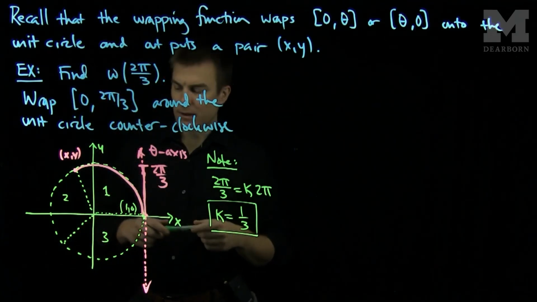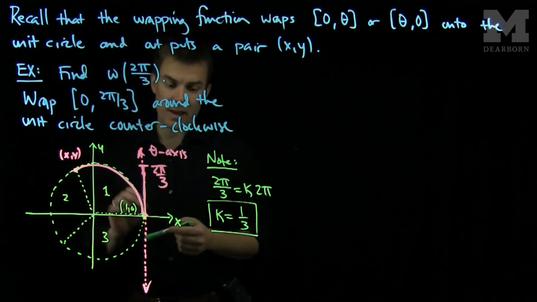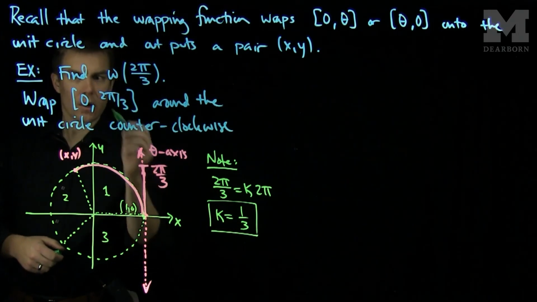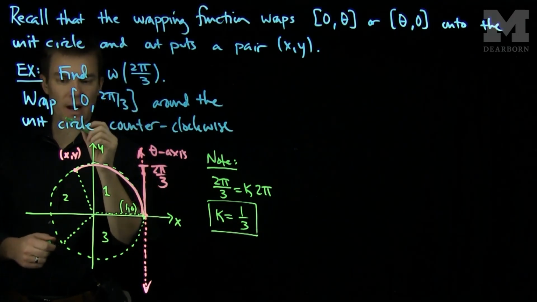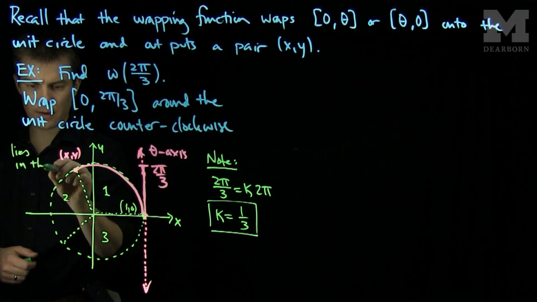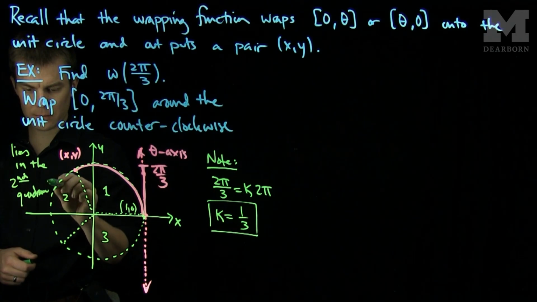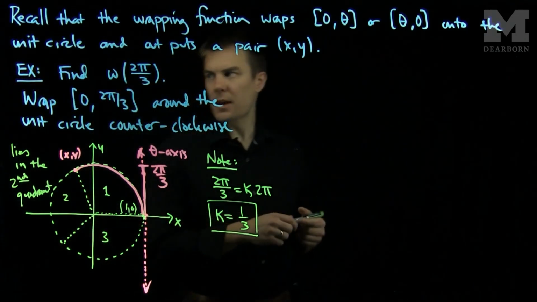So 2 pi over 3 is going to reside in this quadrant over here. And now we'd like to figure out where exactly that point is, and we'll need to do some trigonometry in future videos to find that point. But we see over here that the wrapping function of 2 pi over 3 lies in the second quadrant. Let's see another example.